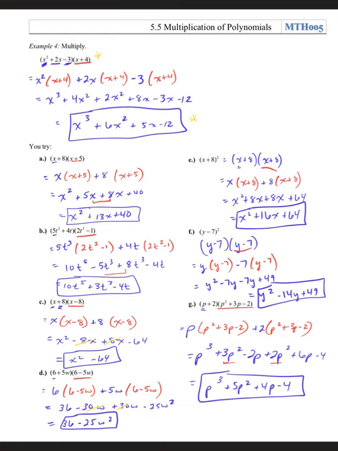The other thing I wanted to mention, if you notice on C and D, the middle 2 terms cancel out. And that's because what we have here are what we call conjugates. It's where it's the same exact thing, but with opposite signs in the middle. So here we have an x and an 8, one plus, one minus. 6 plus 5w, one plus, one minus.